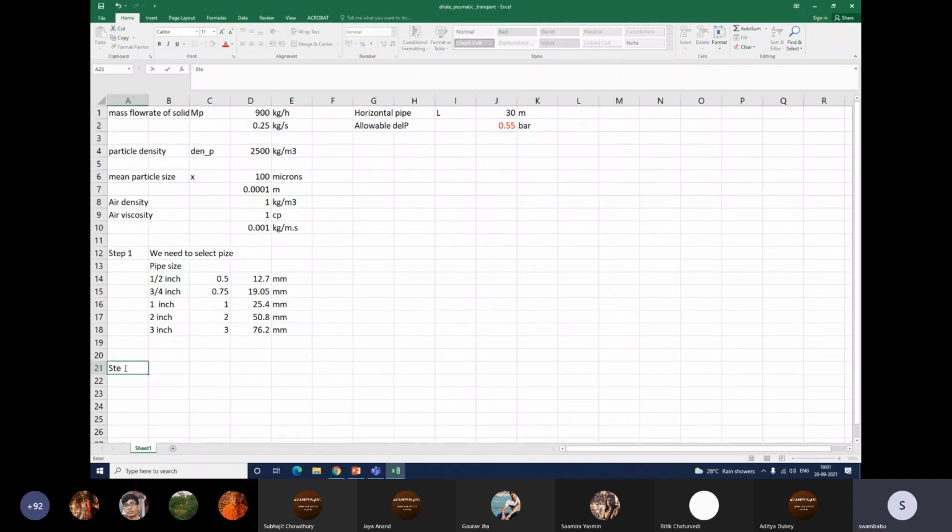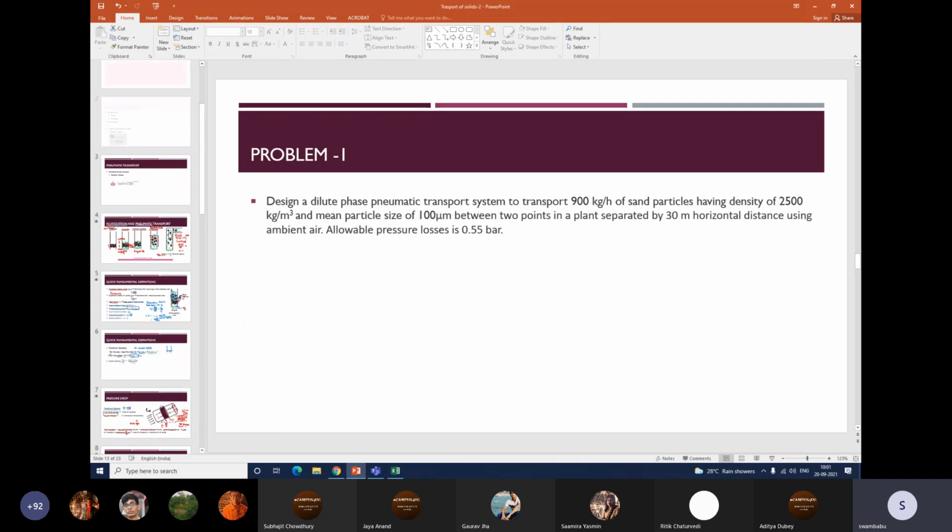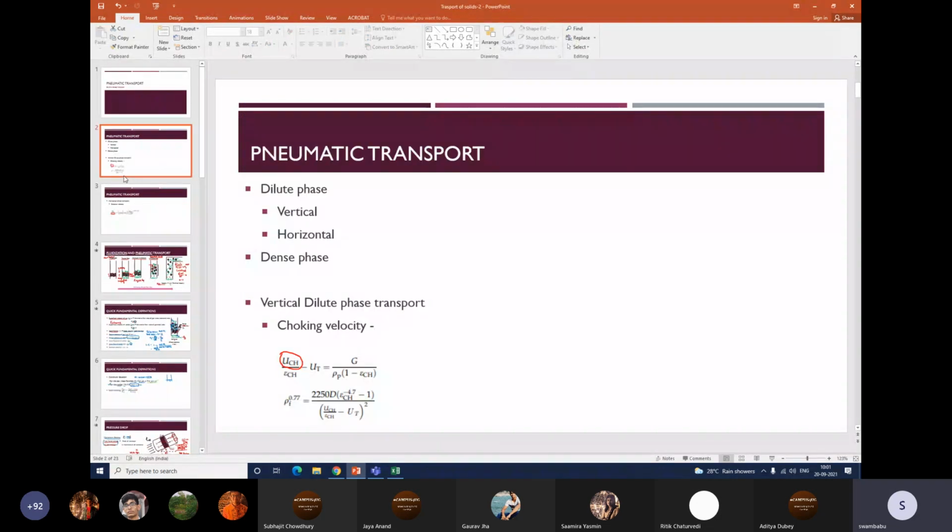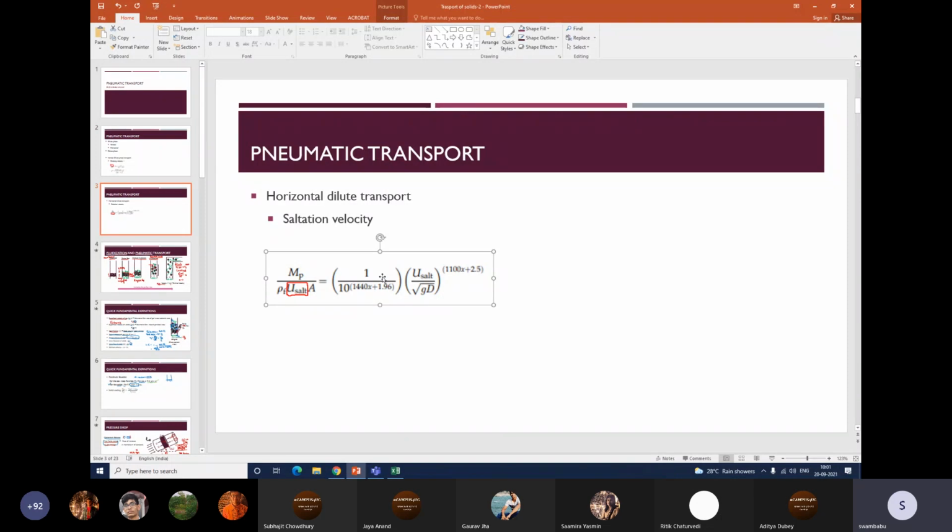So in step 2, we have to find out the saltation velocity. Since for a horizontal pipe we have the saltation velocity, the superficial velocity has to be 1.5 times the saltation velocity. Right? So for the saltation velocity for a vertical pipe, we have this expression.